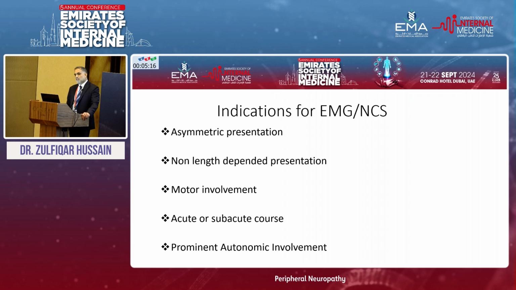Indication for EMGs are asymmetric presentation, non-length dependent presentations. Asymmetric presentation speaks that if especially it is asymmetric for after a while, symptoms started, probably another etiology to look for. Motor involvement first, then the sensory, acute or subacute course or onset. And if there is prominent autonomic involvement, that also suggests that EMG can help for that. Mostly the patient with amyloidosis neuropathy, acute neuropathies, including GBS, and even diabetes also have some autonomic involvement.